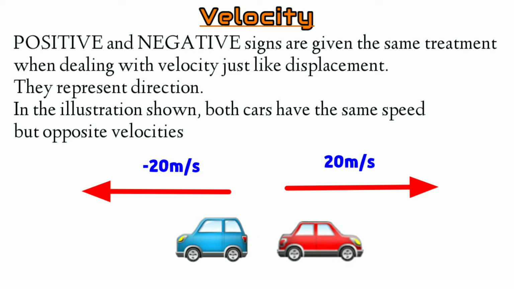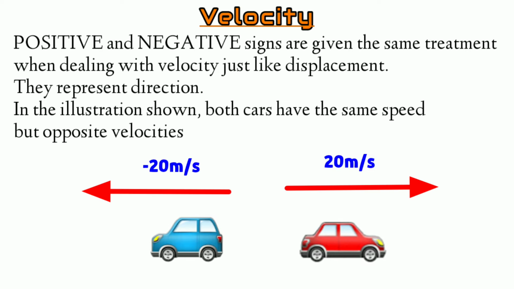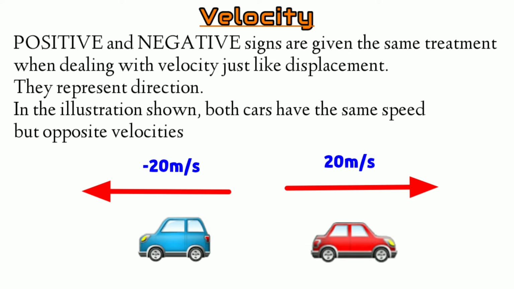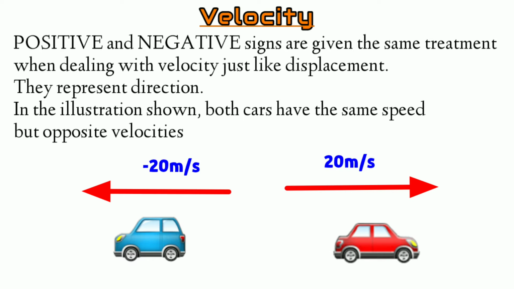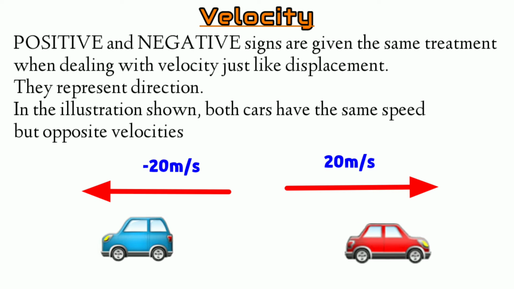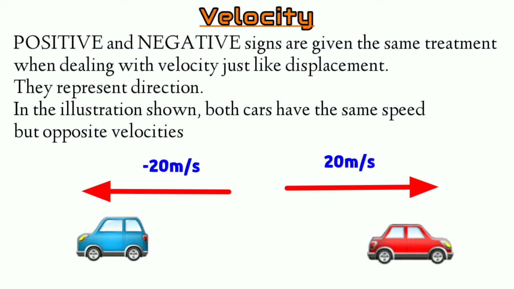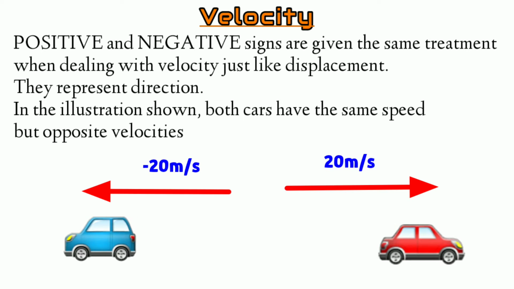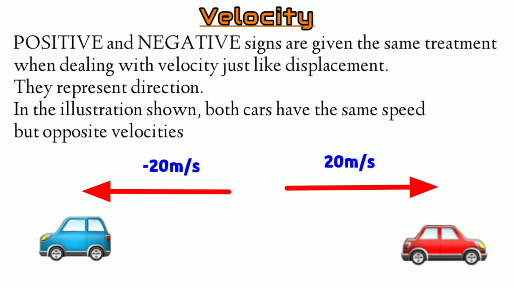Positive and negative signs are given the same treatment when dealing with velocity, just like displacement. They represent direction. In the illustration shown, both cars have the same speed but opposite velocities. The car headed to the right has a velocity of 20 meters per second, while the car headed to the left has a velocity of negative 20 meters per second.